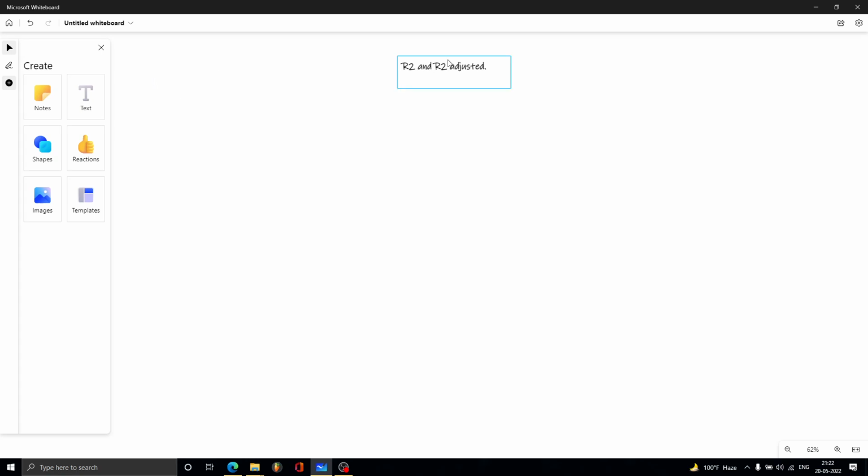Today we'll be looking at R square and R square adjusted. What is their math and how does it work? What is R square? The formula for R square is a pretty simple formula. It is 1 minus sum of residuals.